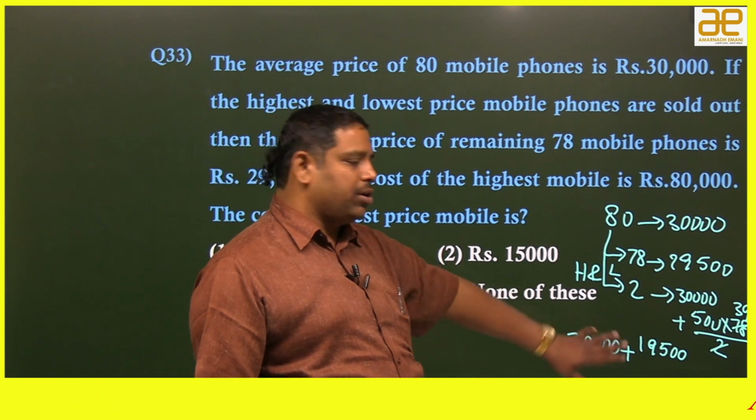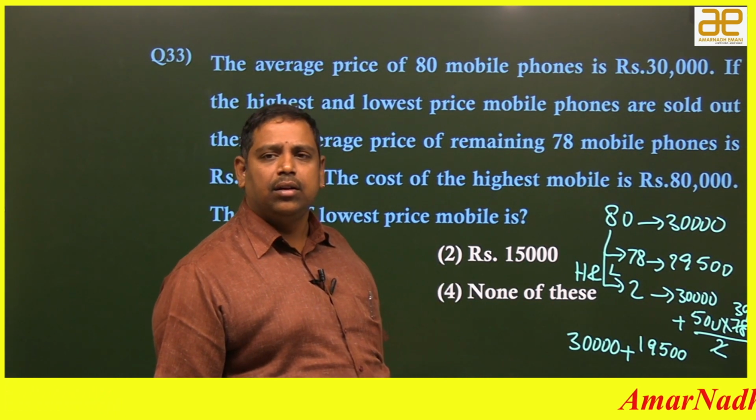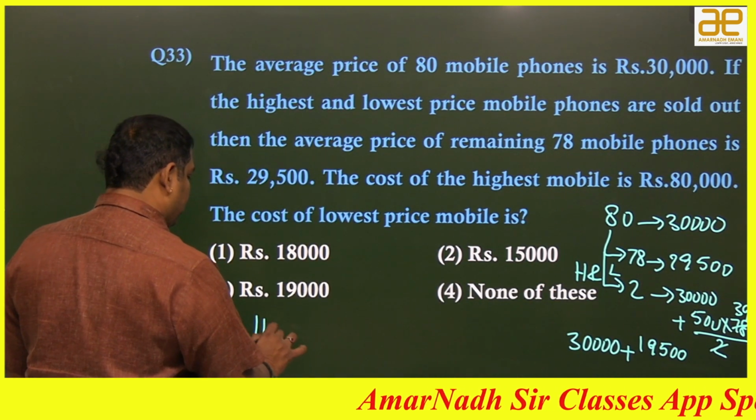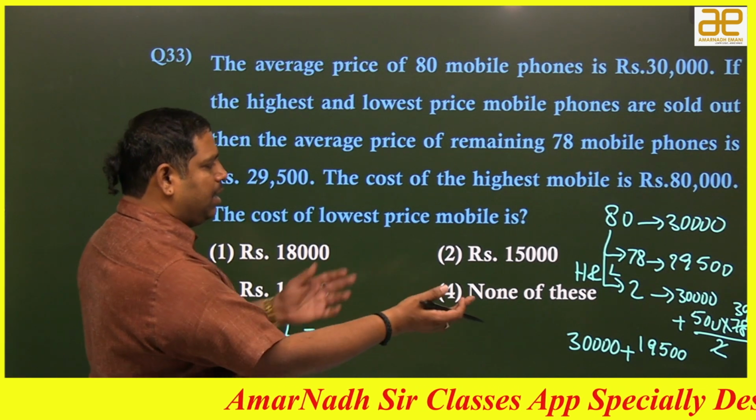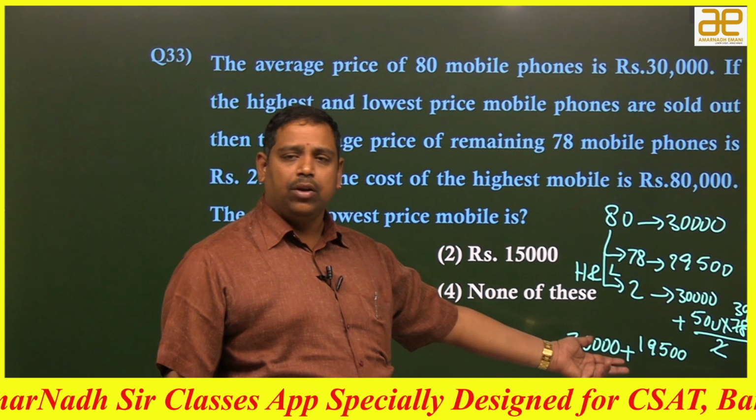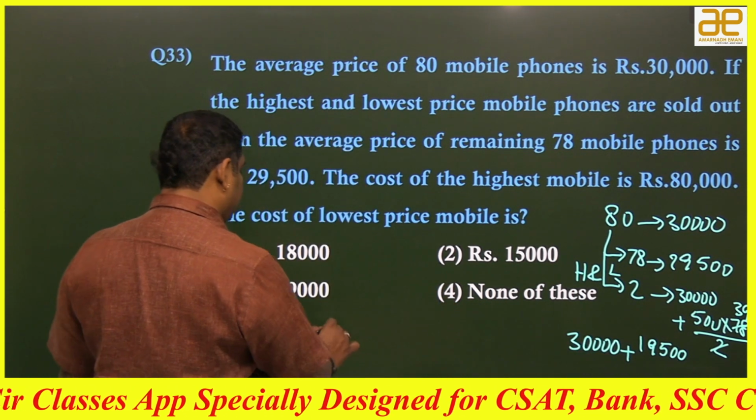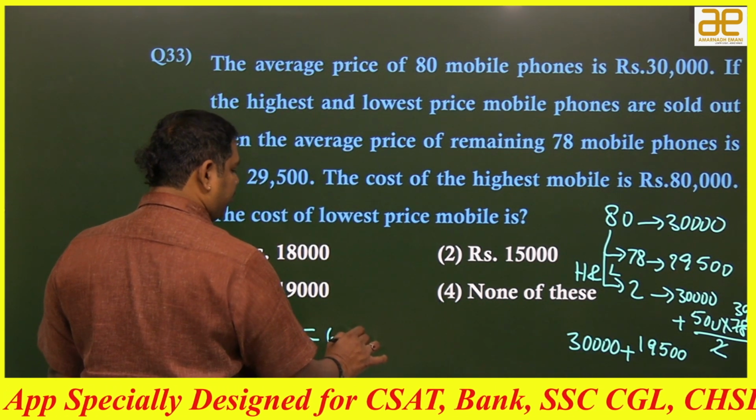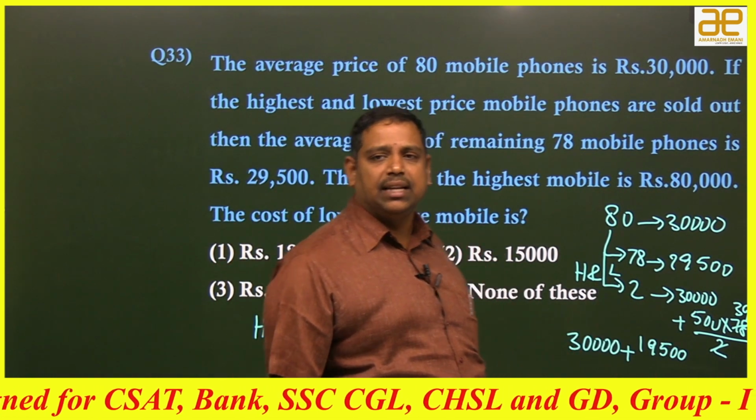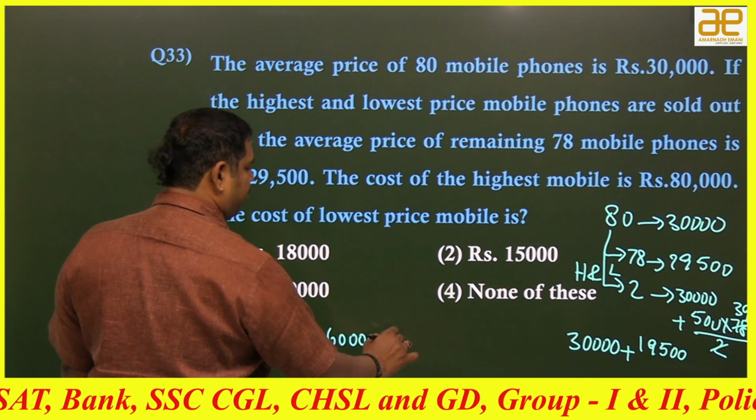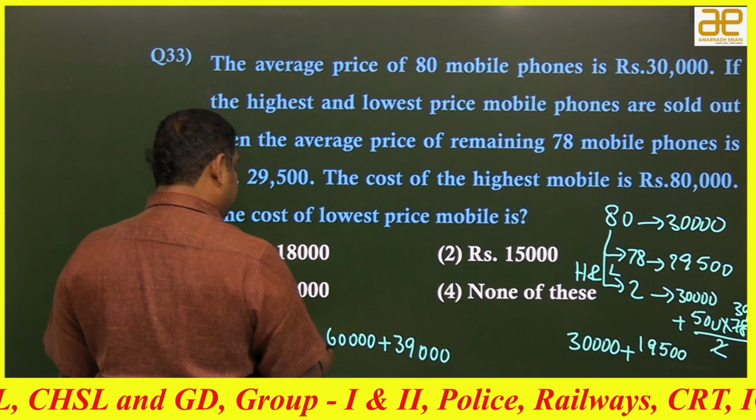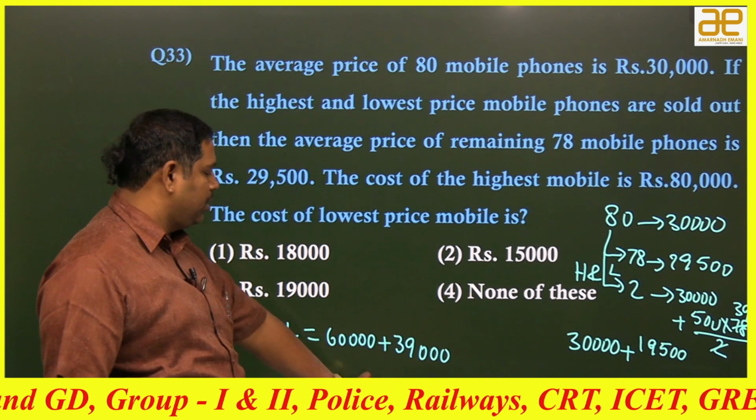This is the average. Total means 2 observations, right? Highest plus lowest I am doing. Highest plus lowest means can I say multiply both? 2 into the average, right? 2 into 30,000 means 60,000 plus 19,500 into 2. Can I say 39,000? Okay. So this is the price of highest and lowest mobiles together.